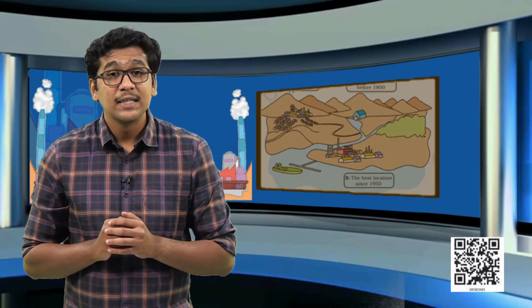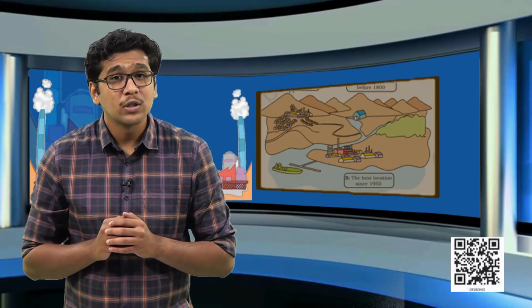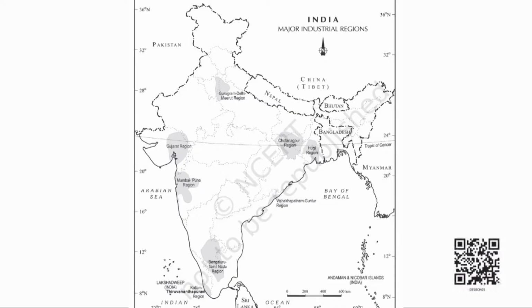Yes, you got it right. As you have studied earlier, one of the factors affecting the location of industries is easy access to seaports and rivers. Rivers and seaports offer cheap and easy transport of raw materials and finished goods to and from the industries. Similarly, can you look at this map of India and identify the major industrial regions?